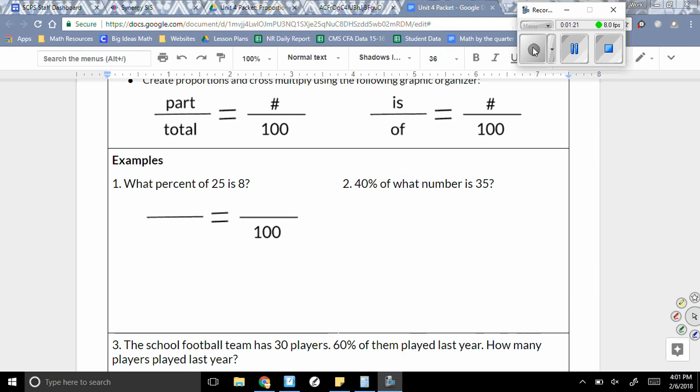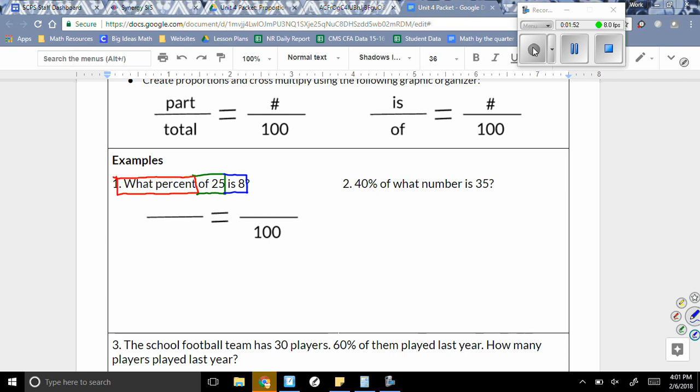All right, so let's look at our first example. It says, what percent of 25 is 8? So whenever I see a problem like this, I kind of get confused on what exactly goes together. So I try to draw boxes around the pieces that go together. So here it says, what percent? Then my next part says, of 25. And then the last section says, is 8. And this tells me exactly where each one of those pieces go.